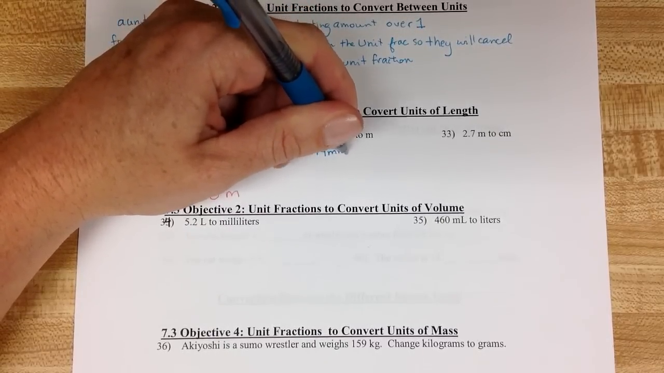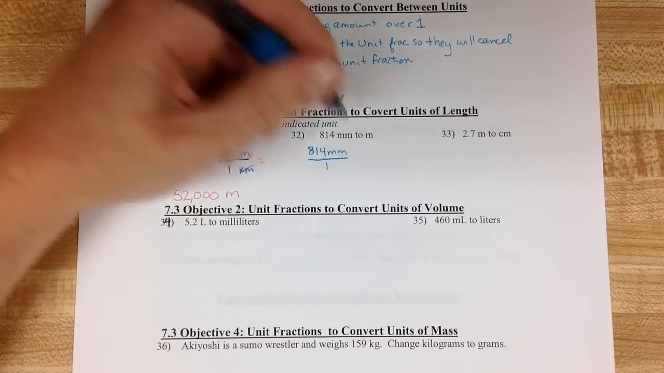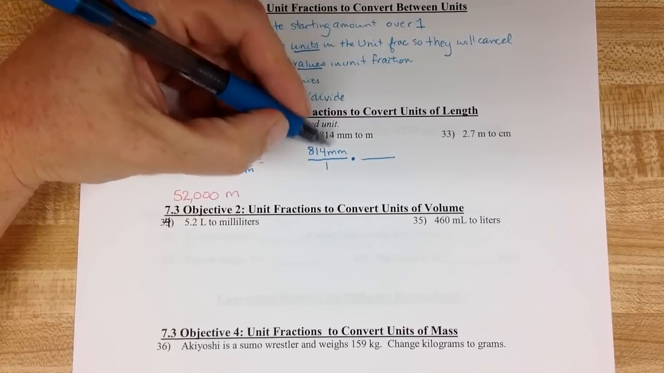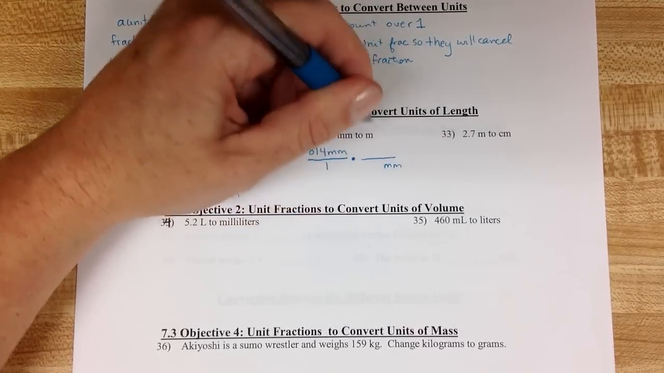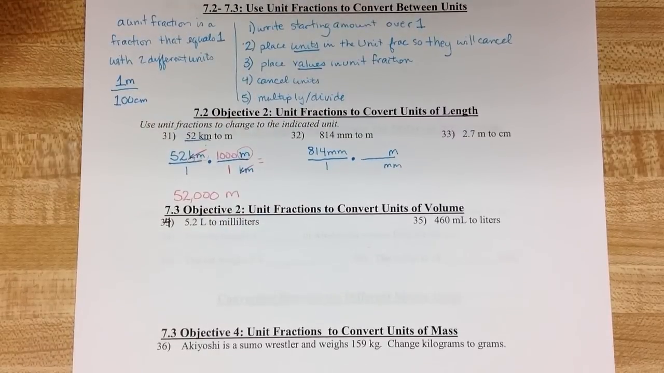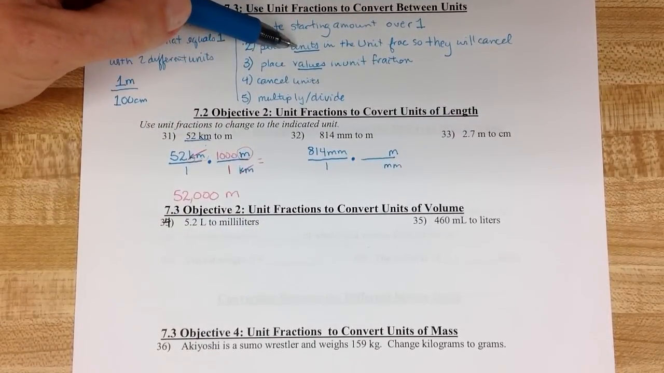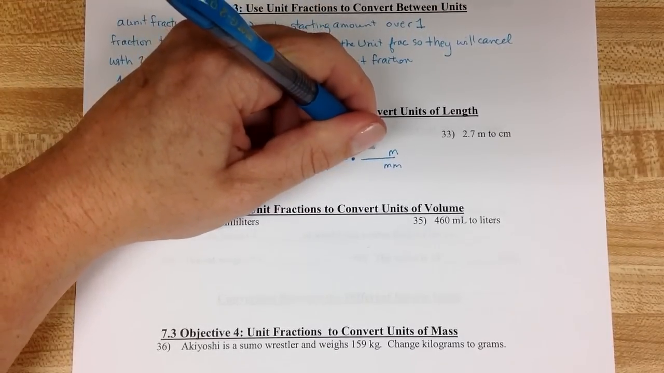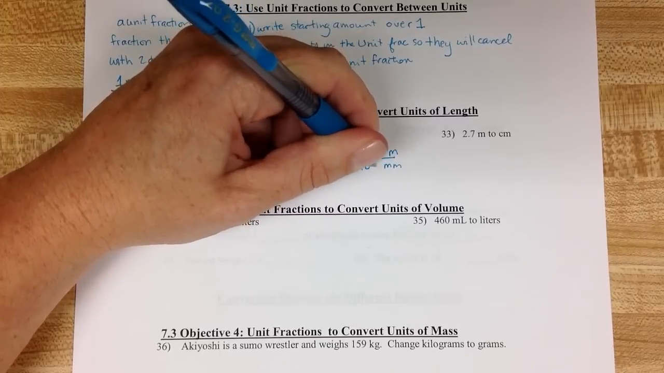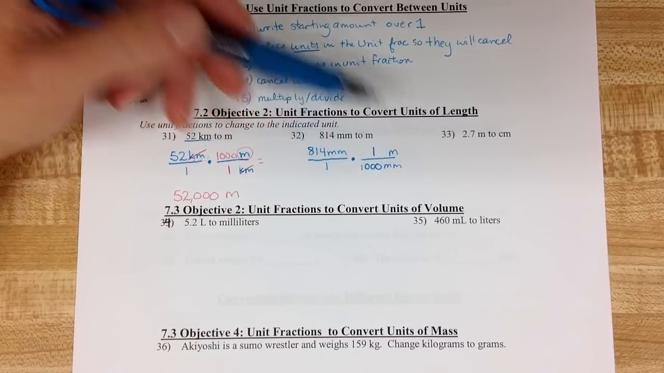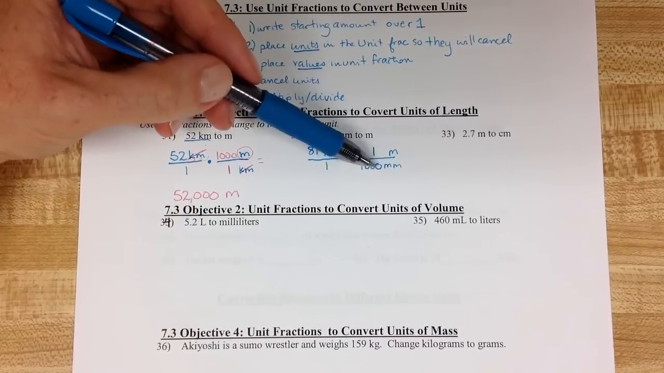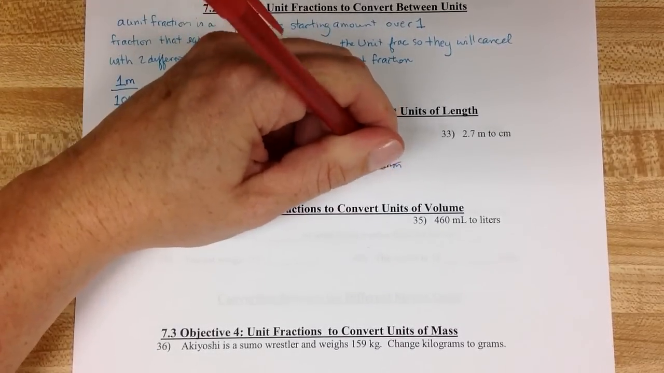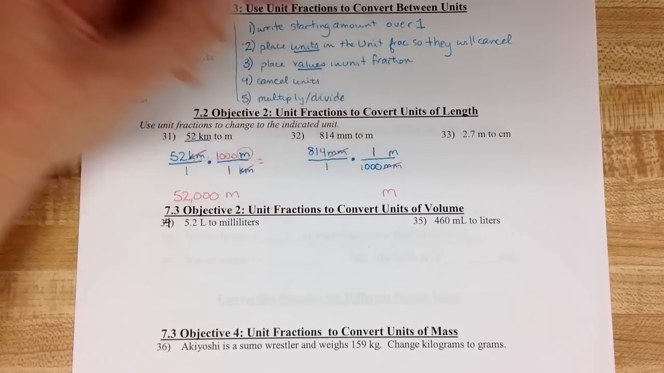Let's try another example. 814 millimeters placed over a 1, multiplication. I want millimeters to cancel out, I want meters to stay. So I've got my units in place. The values are the values that are going to make this equal 1. Well, it takes 1 meter and 1,000 millimeters in order to make a number 1. Then I cancel out my like units. That means I'm going to have meters left when I'm done.